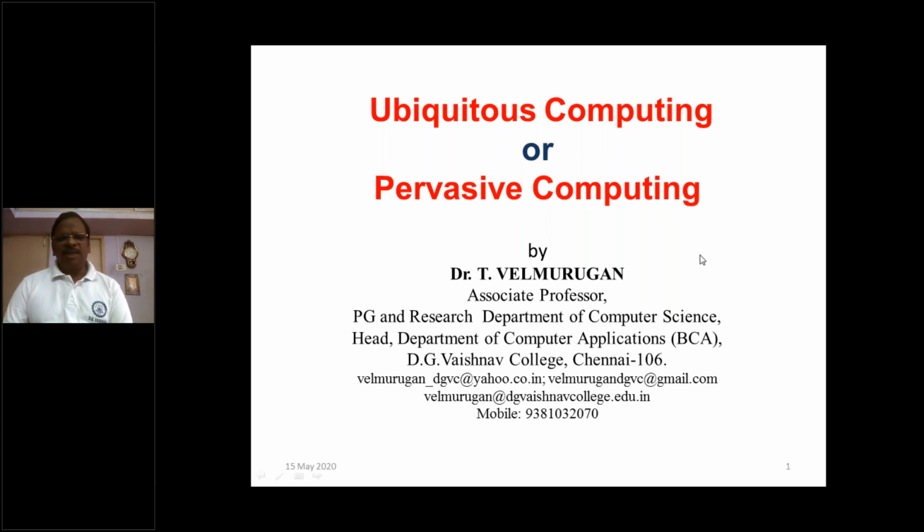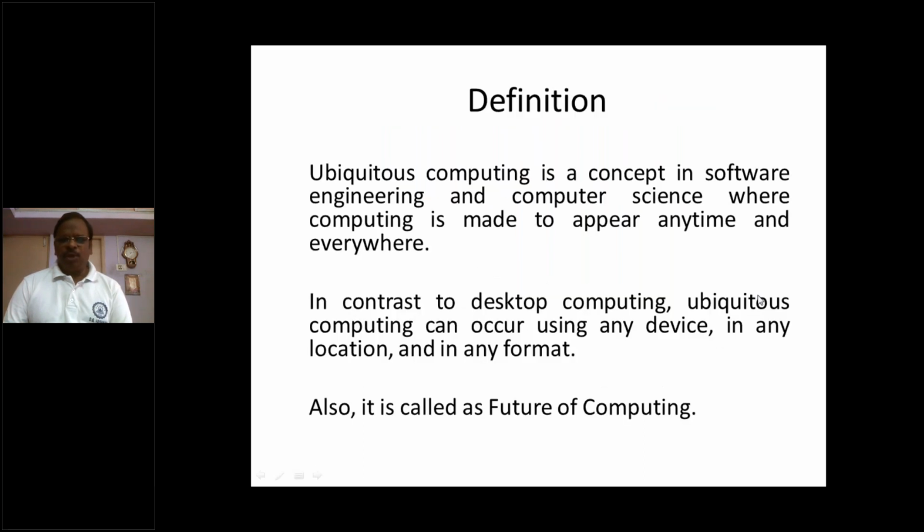Now, another name for ubiquitous computing is pervasive computing. Pervasive computing, or ubiquitous computing, means how we can effectively utilize computers and computer-oriented information for a new lifestyle for humans.